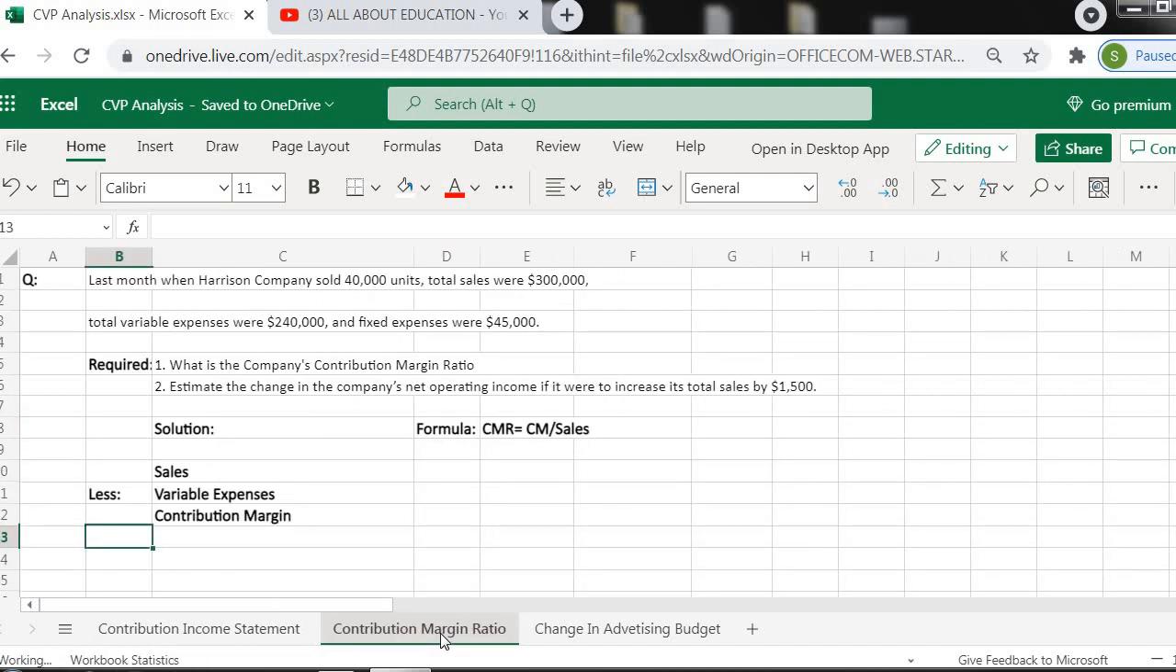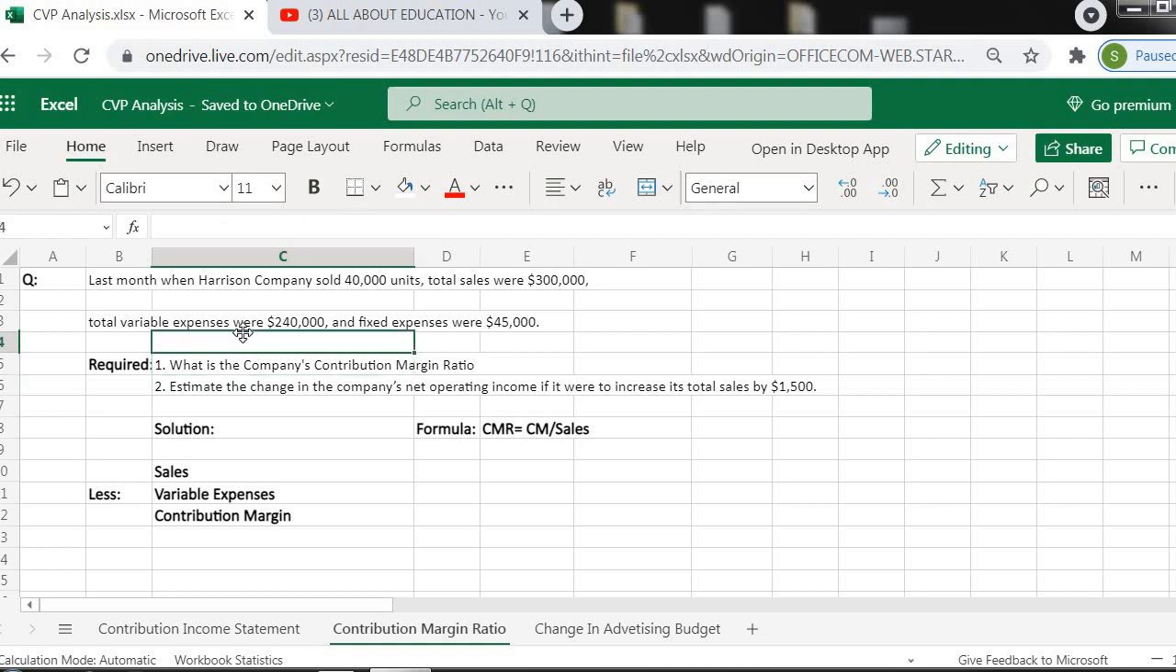Now moving towards question number 2. Last month, when Harrison Company sold 40,000 units, total sales were 3 lakh, total variable expenses were 2,40,000 and fixed expenses were 45,000, right? So the requirement number 1 is, what is the company's contribution margin ratio? Estimate the change in the company's net operating income if it were to increase its total sales by 1,500, right? This is the requirement number 2.